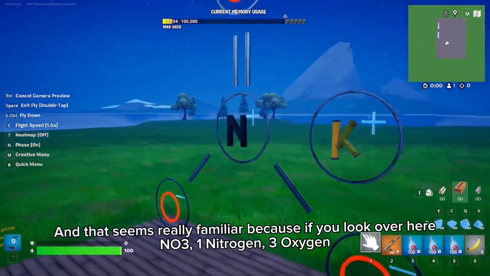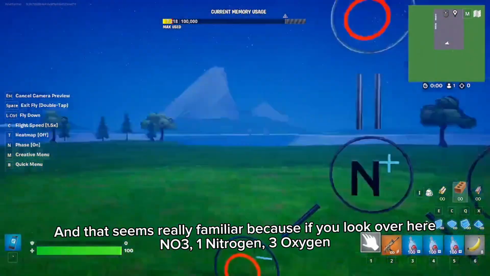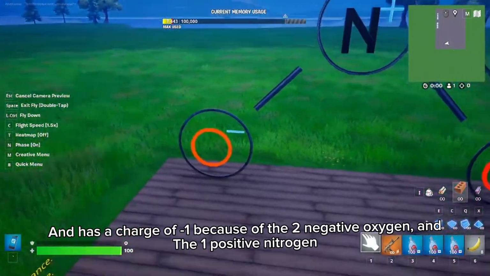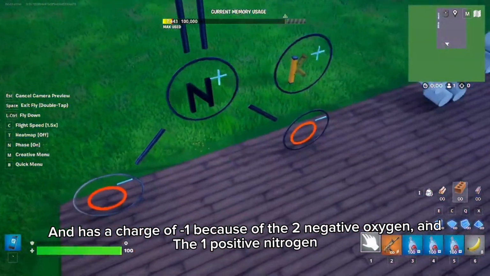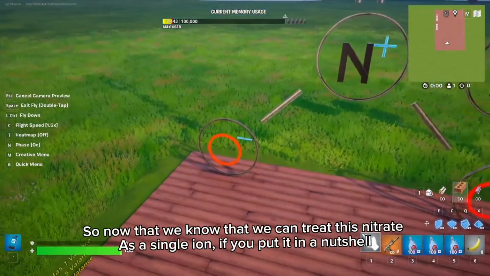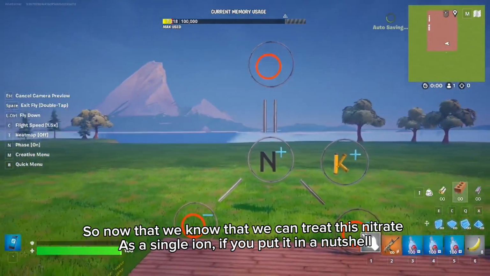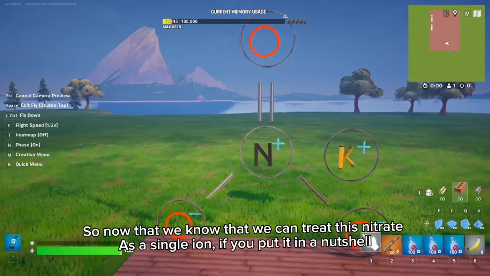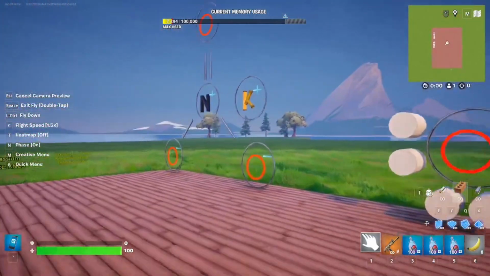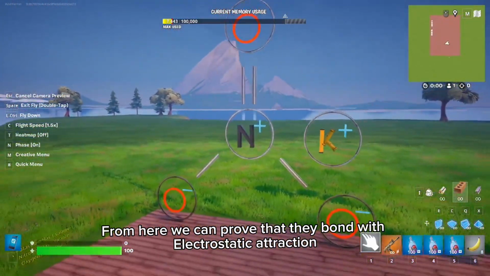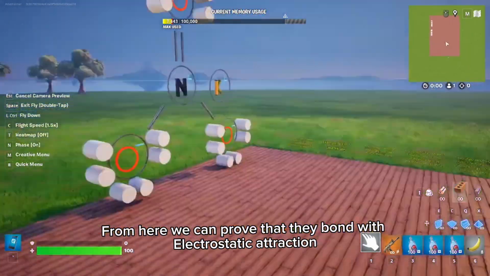And that seems really familiar, because if you look over here, oh look, NO3. There's 1 nitrogen, 3 oxygen, and it has a charge of -1 because of the 2 negative ions and the 1 positive nitrogen. So now that we know we can treat this nitrate as a single, well, technically a single ion, if you put it in a nutshell, things become much easier from here. From here, we can show that they bond with electrostatic attraction.